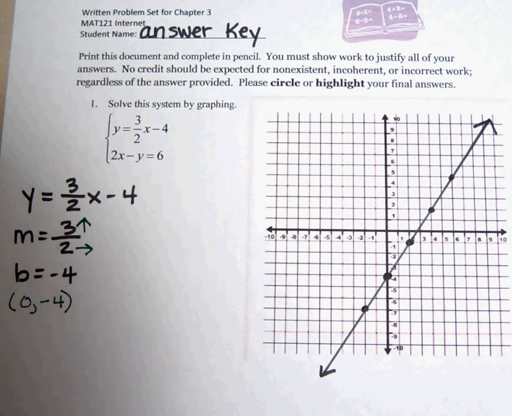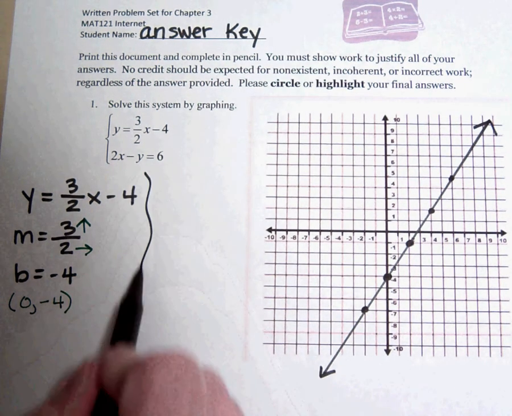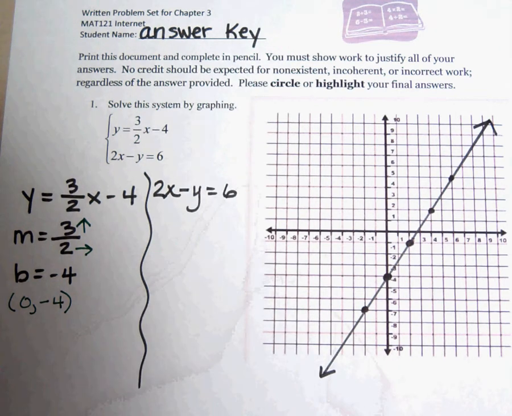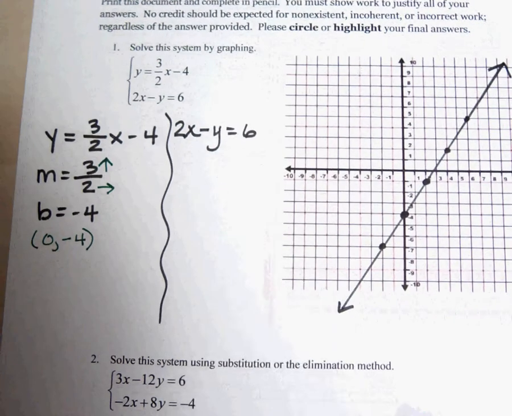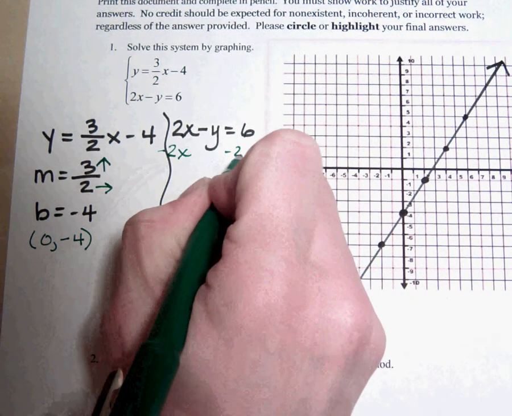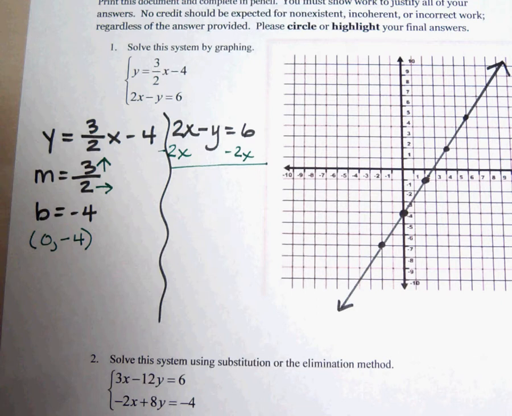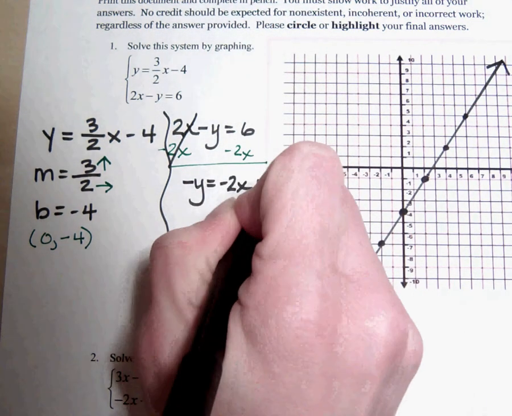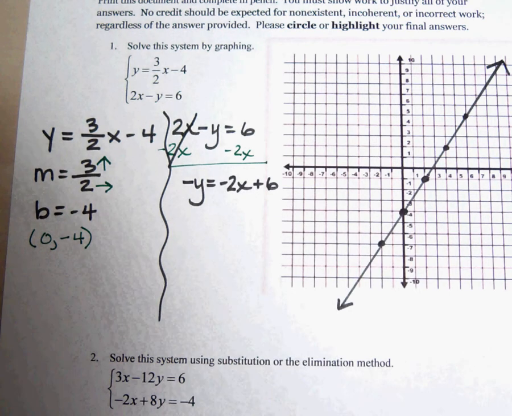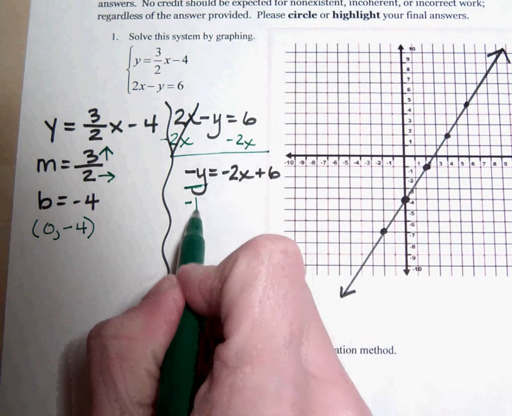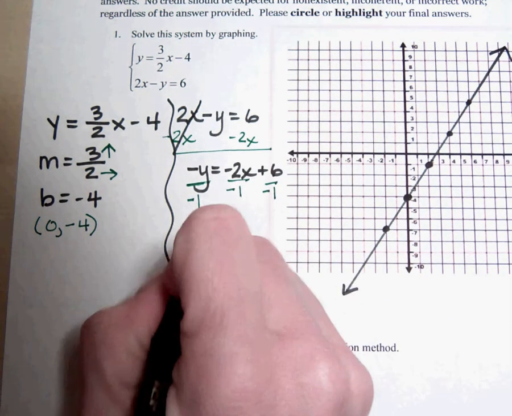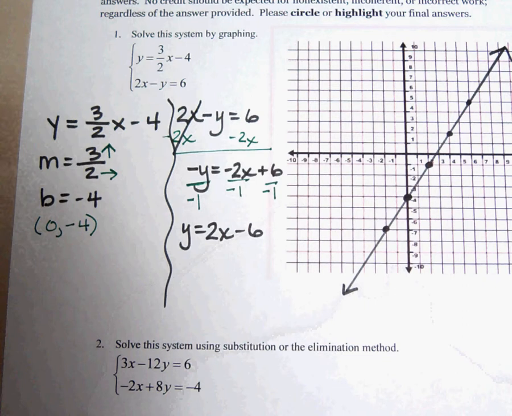Alright, now let's look at the second equation. So this was the 2x minus y equals 6. So our goal is to isolate y. So the first thing we're going to do is subtract 2x from both sides. So that's going to give us negative y equals negative 2x plus 6. Now we're going to divide both sides by -1. So we will get y equals positive 2x minus 6.